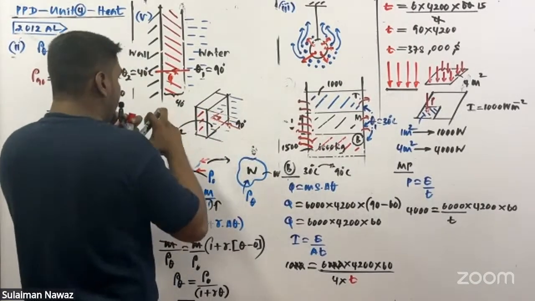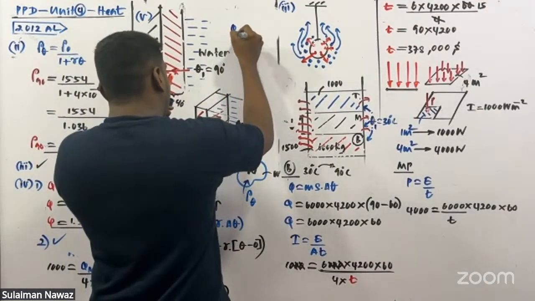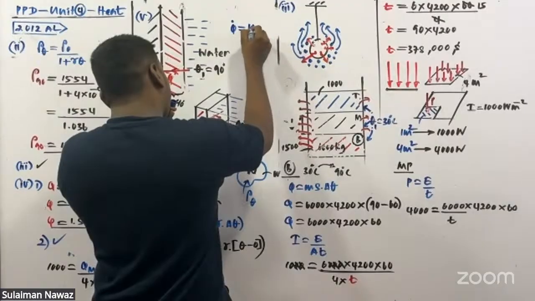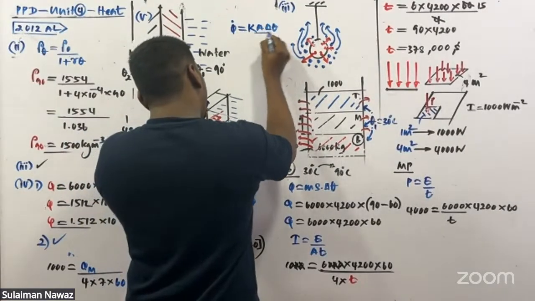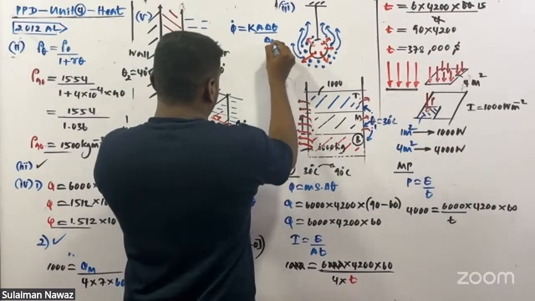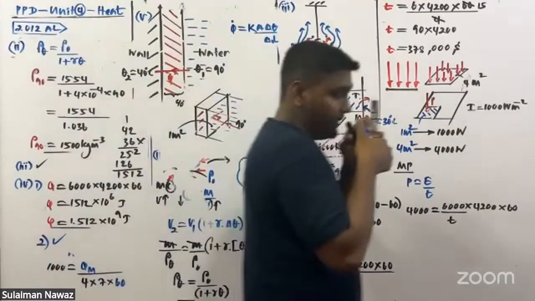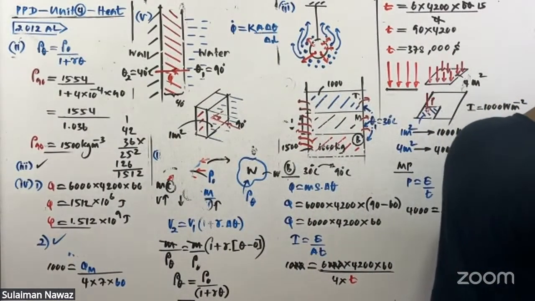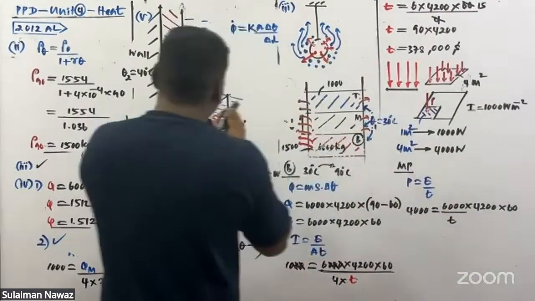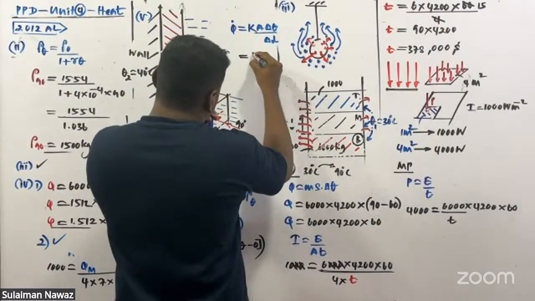They're asking Q dot. Then we know the conduction equation. Q dot means Ka delta theta over delta L. We know area is 1 meter squared. K they have given, delta theta means 90 minus 40. Thickness given 10. Simple. Final answer: K is 0.01.